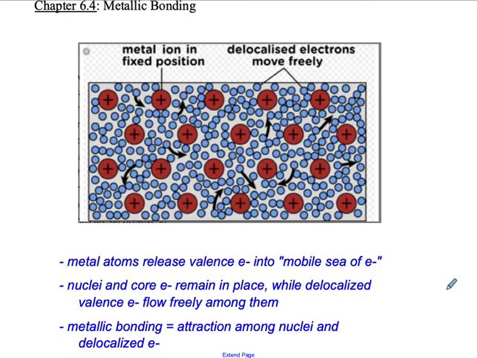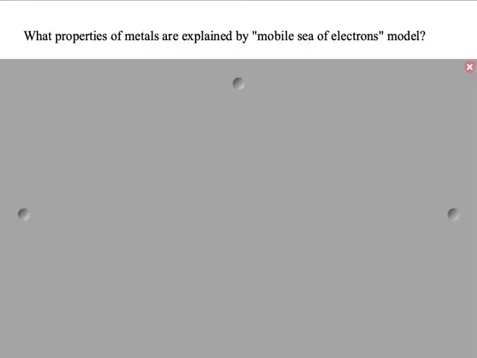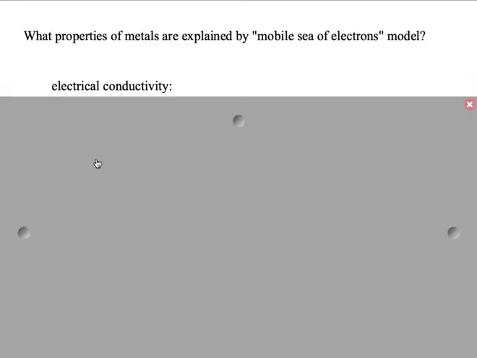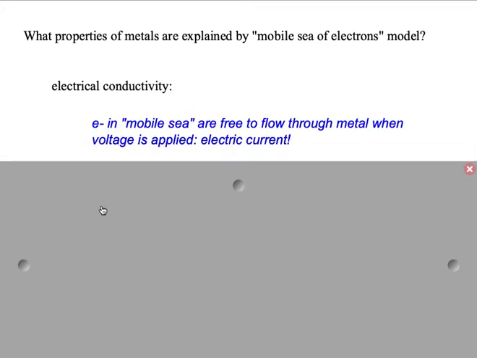So, how does this explain observed properties of metals? Well, it's actually very cool how it explains these properties. First of all, we know metals have good electrical conductivity. Electric current flows very easily through a metal. How do we explain that? Well, that's pretty straightforward. The electrons in the mobile sea are free to flow through the metal when you apply a voltage, and that free flow of electrons through the metal is the electric current.